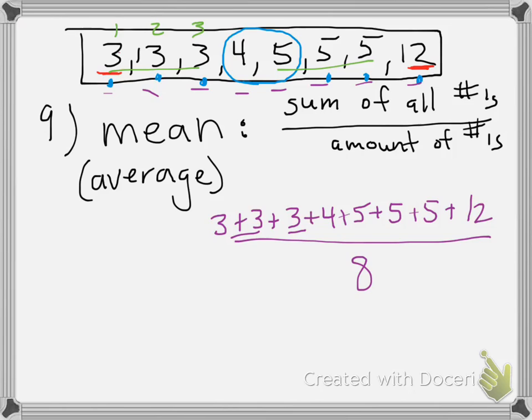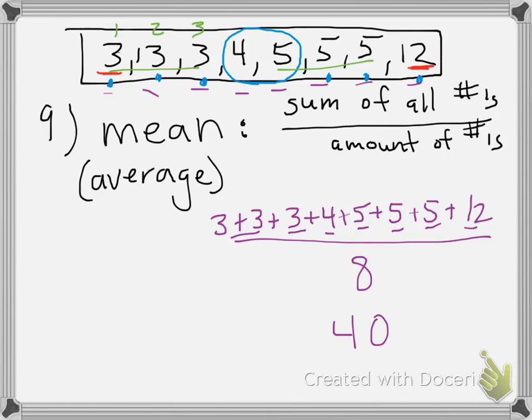Alright, 3 plus 3 is 6. 6 plus 3 is 9. 9 plus 4 is 13. 13 plus 5 is 18. 18 plus 5 is 23. 23 plus 5 is 28. And 28 plus 12 is going to be 40.